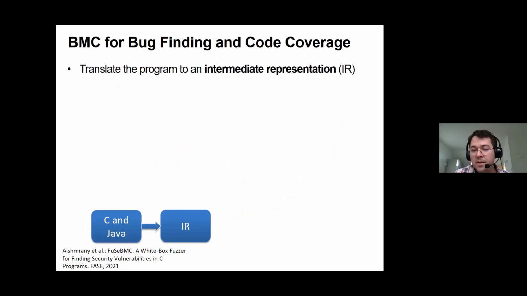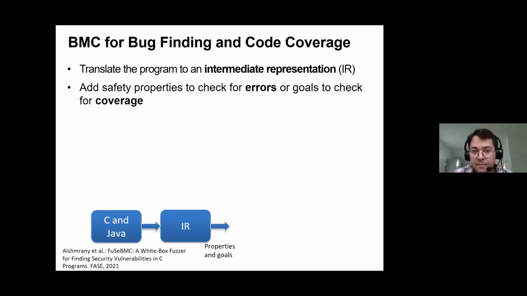And how it works, we get the program, C or Java, right? And then translate these to an intermediate representation. And then we add safety checks for errors, like for example, for memory safety, array out of bounds, use after free, and so on. And also add checks for coverage. Okay, I want to obtain instruction coverage, branch coverage, decision coverage.